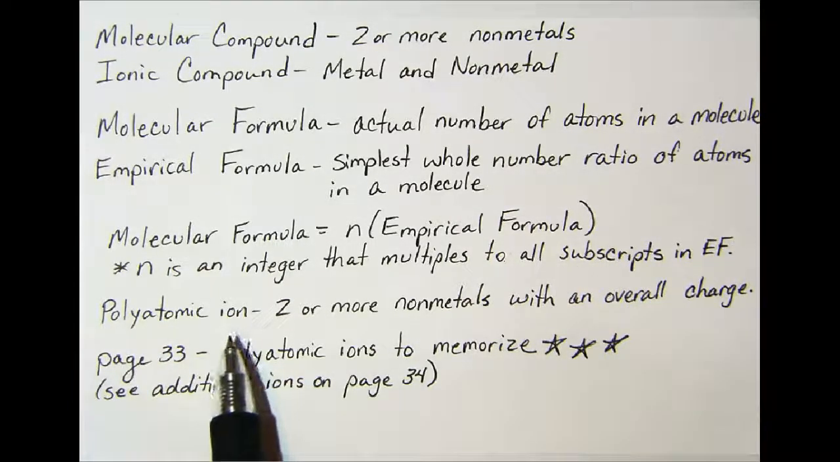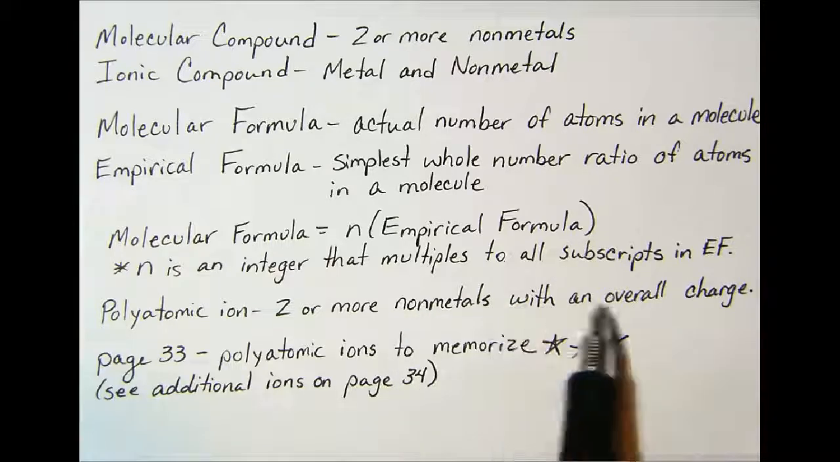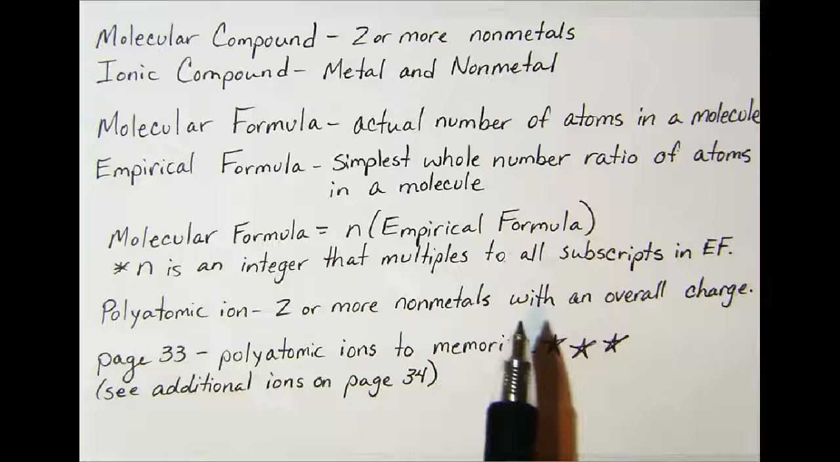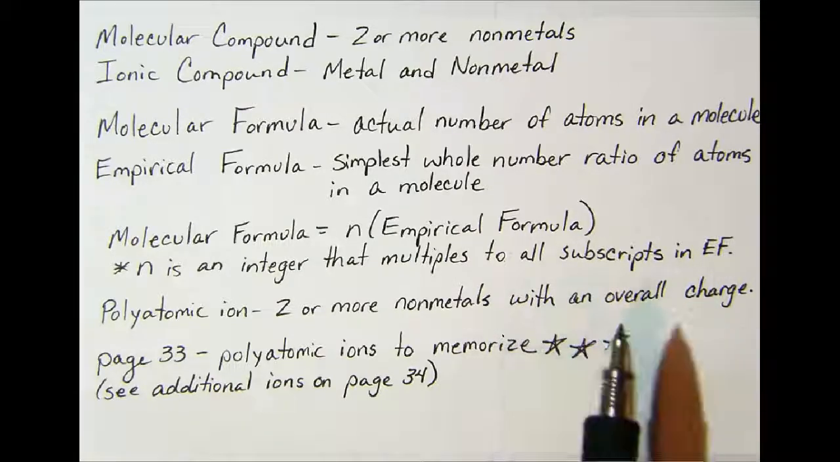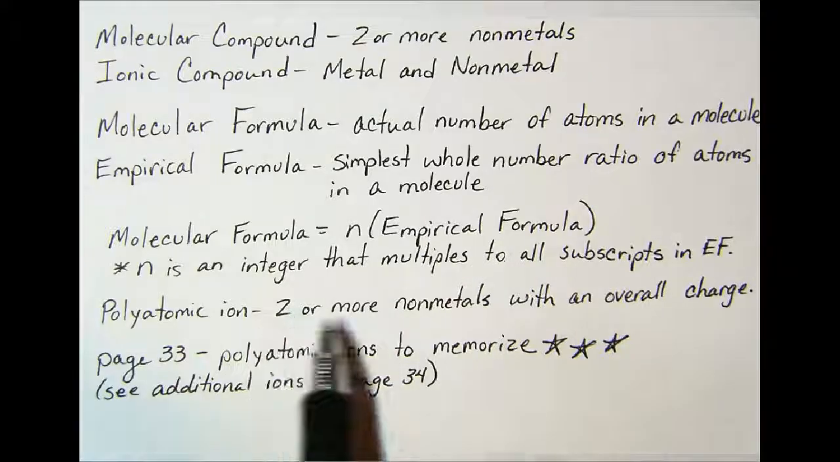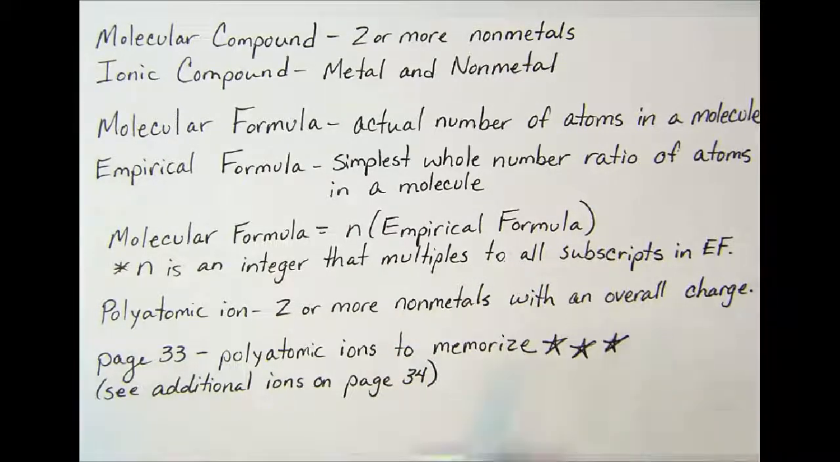The polyatomic ion is 2 or more nonmetals with an overall charge, although in the case of mercury(I), you notice it's Hg2 2+, that's 2 metals that have an overall charge. But the key here is 2 or more have an overall charge. Pages 33 and 34 have polyatomic ions that you need to memorize. These don't include the ions you should be able to determine off of the periodic table, which we'll review at a later time.